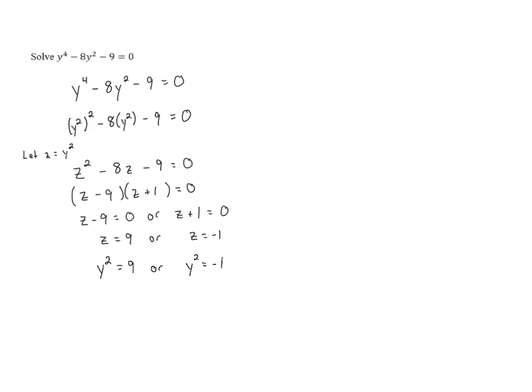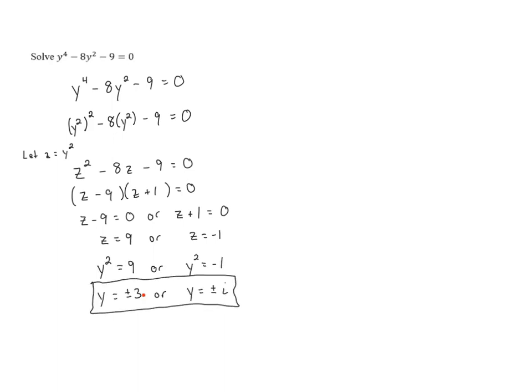And we can use the square root property on each of these equations. When we take the square root in the first problem, we end up with y equals plus or minus 3. And then in the second one, we have y equals plus or minus, and the square root of -1 is i, so we've got plus or minus i. So we have 4 solutions here.